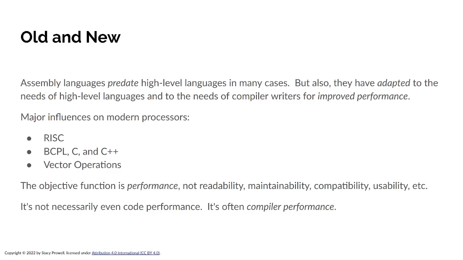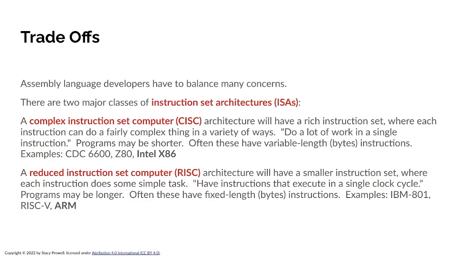The objective function for all of these, for compilers and so forth, is always performance. It's never readability or maintainability, compatibility, usability. And usually the thing that we're trying to optimize is the performance of the compiler, not necessarily the code, right? We're trying to make the compiler run faster, with the idea being that the compiler, when it has more time to operate, can spend more time making your code fast, but maybe not. But that's the important thing to keep in mind, the objective function is performance. There are trade-offs, certainly. I had to balance a lot of concerns as the designer of an instruction set architecture.